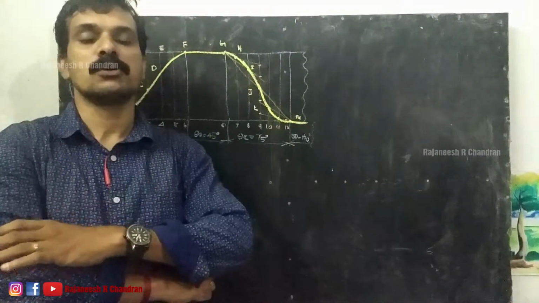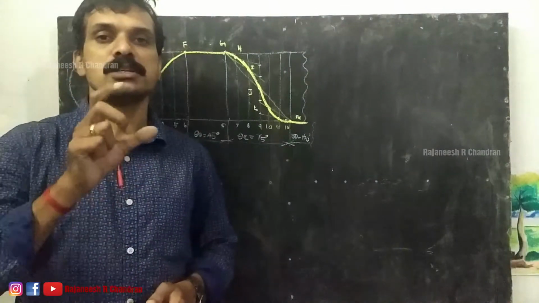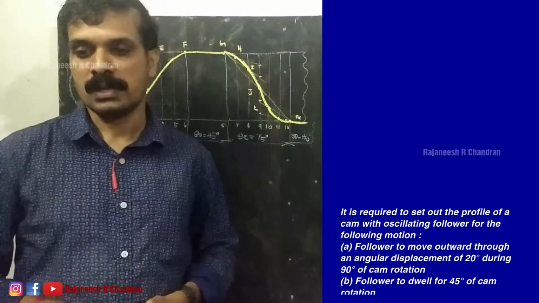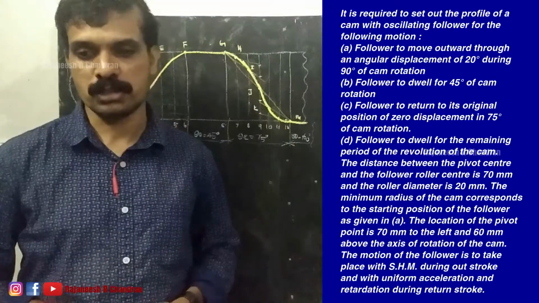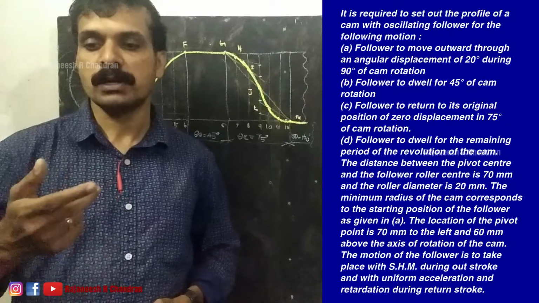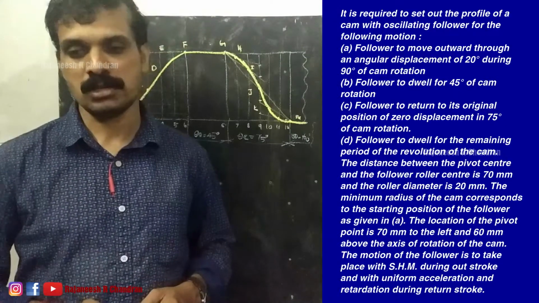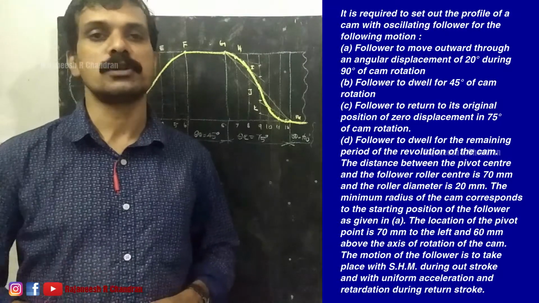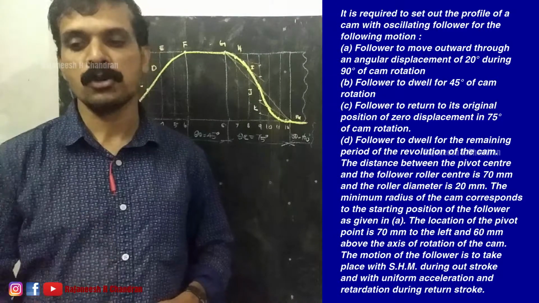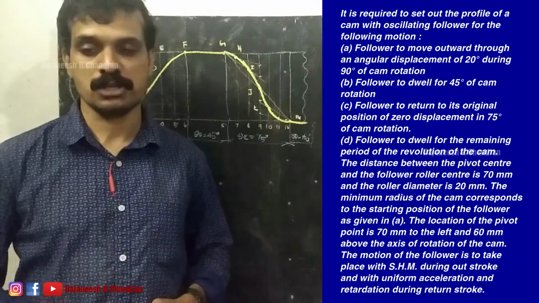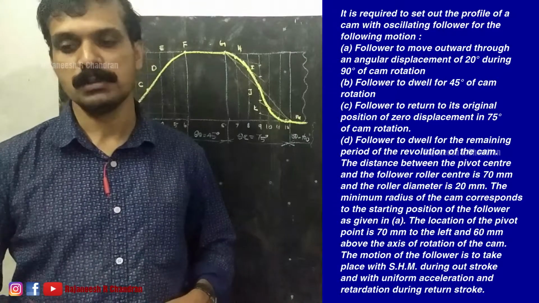So for that type of follower, what is the construction method? That we are going to study in this question. The question you can see on your screen right now. It is required to set out the profile of a cam with an oscillating follower for the following motion. The follower moves outward through an angular displacement of 20 degrees during 90 degrees of the cam rotation. The follower dwells for 45 degrees of cam rotation. The follower returns to its original position of zero displacement in 75 degrees of cam rotation. And the follower dwells for the balance period of the revolution of the cam.